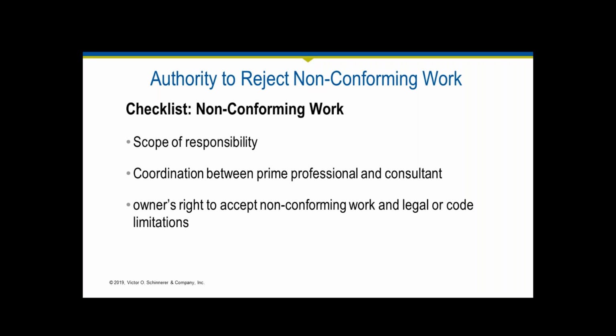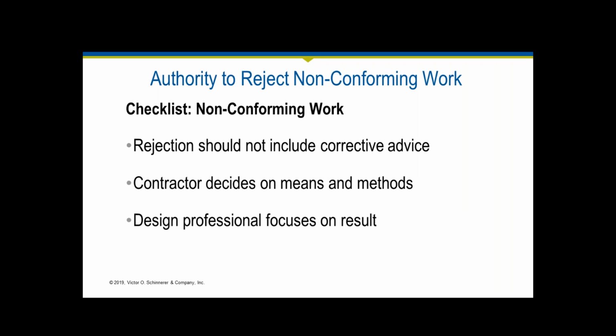Obviously, the owner does have the right to accept non-conforming work if that is their decision, but you need to make sure that that is indeed their decision and that they are advised as to what they're accepting, as long as it doesn't violate some known code or limitation. Then the owner can accept non-conforming work if that is what they want to do. If you are rejecting the non-conforming work, you don't want to be stepping into the role of a contractor. The corrective solution should come from the contractor. They should decide on the means and methods. You are obviously focusing on the results, whether the solution does conform with the design solution. That's how this activity should occur, so that you are keeping profitable with this phase.